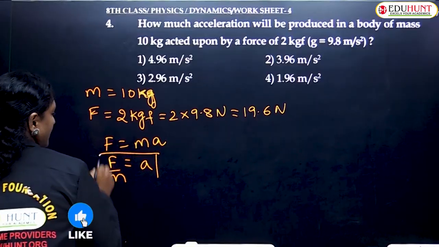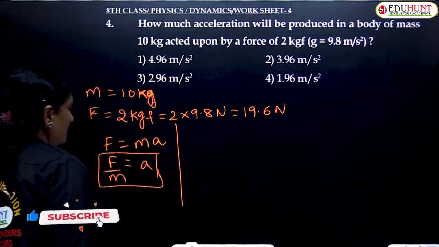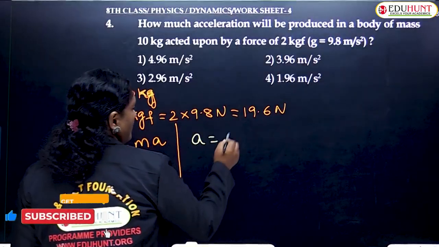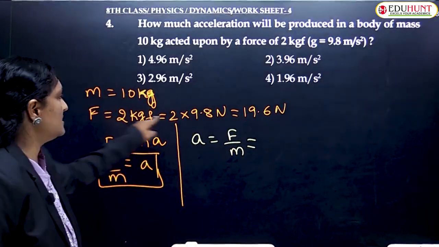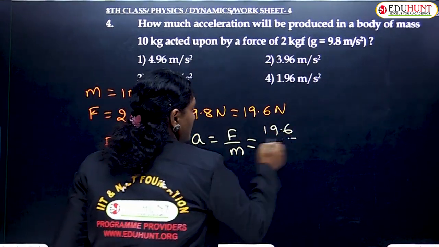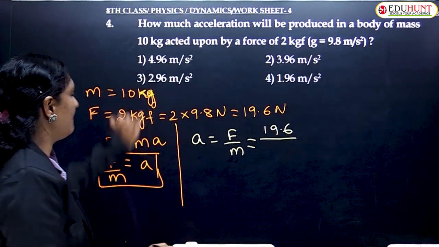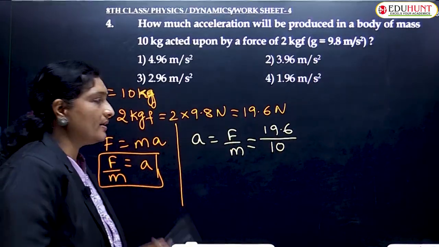What is the formula, children? A is equal to F by m. So a equals F by m. F, what is the value of F? 19.6. What is the value of m? 10. So 19.6 upon 10, how much?